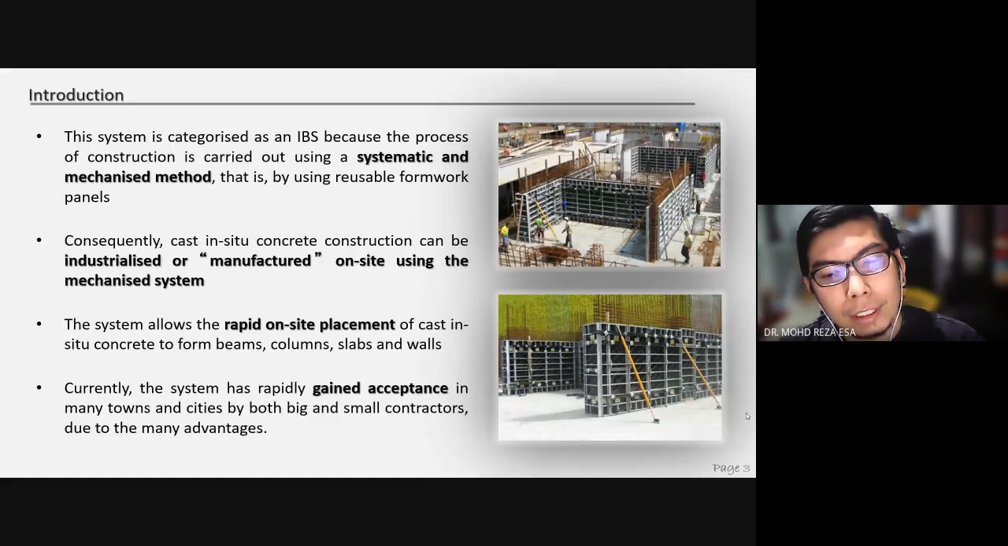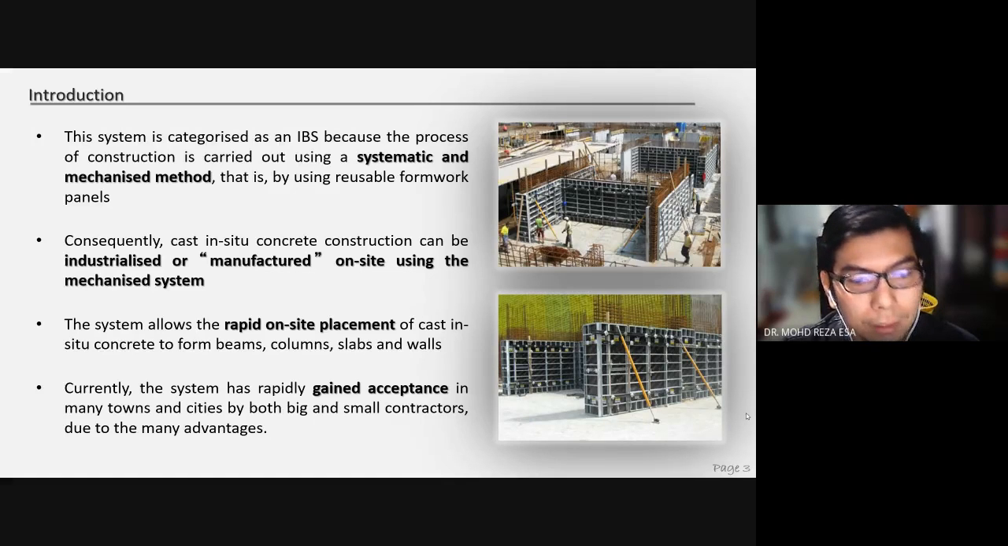Okay, for introduction, basically this system is categorized as IBS because the process of construction is carried out using a systematic and mechanized method, that is by using reusable formwork panels. This is why this system has been considered as IBS, because they are using a systematic and mechanized method. If you still remember during the introduction class, the main criteria of IBS is mechanized. So when you have that element, you can be considered as an IBS.